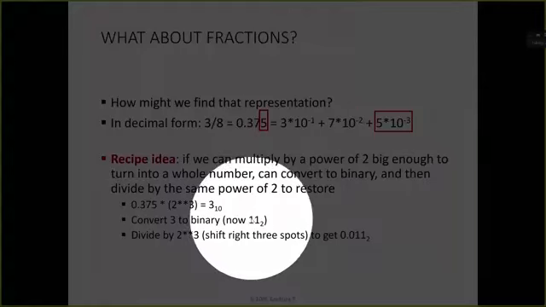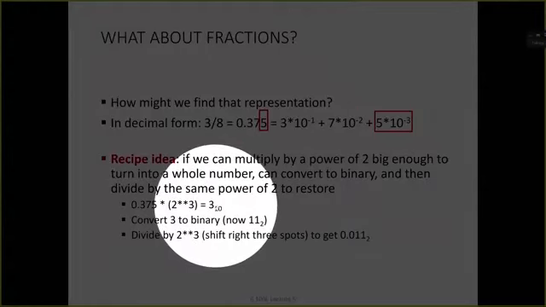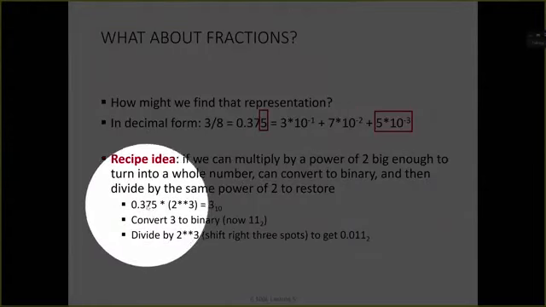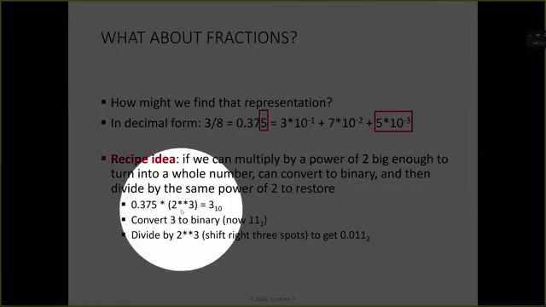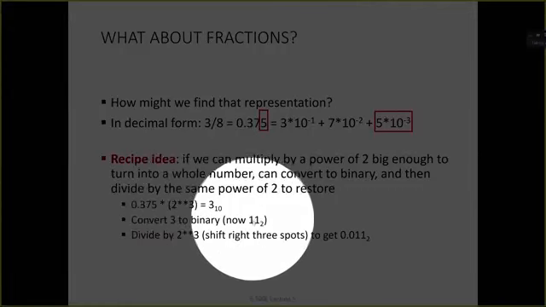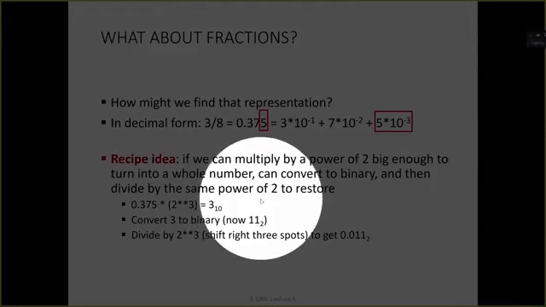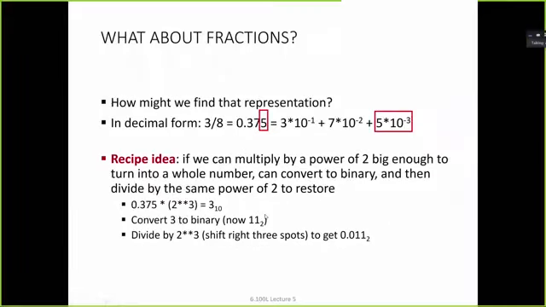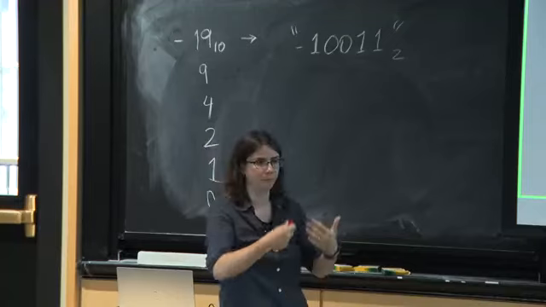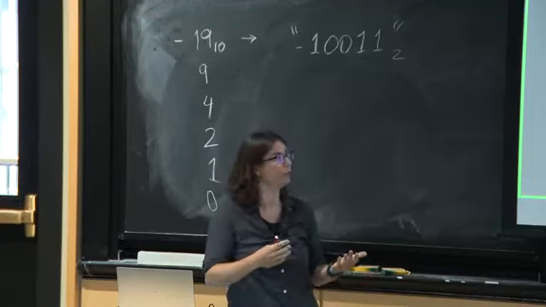But this 1,1 is a representation of the number 3. So in order to get back to 0.375, I need to divide my 3 by 2 to the power of 3. So I need to divide my 1,1 by 2 to the power of 3. And in binary, dividing by some power of 2 just means shifting the decimal point over.